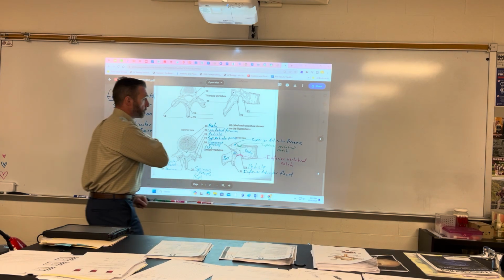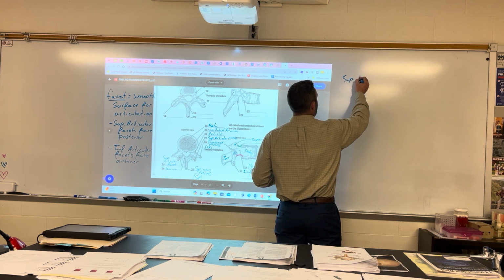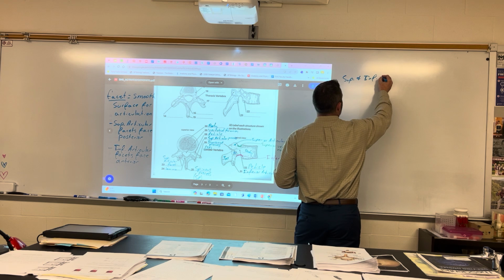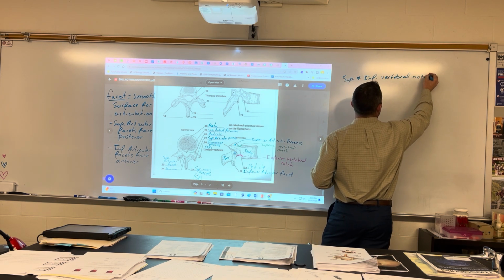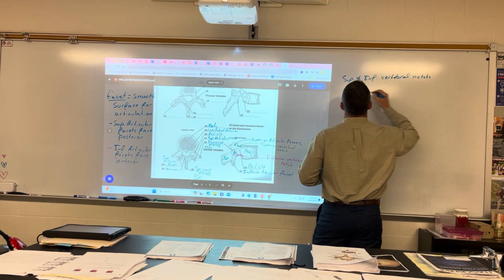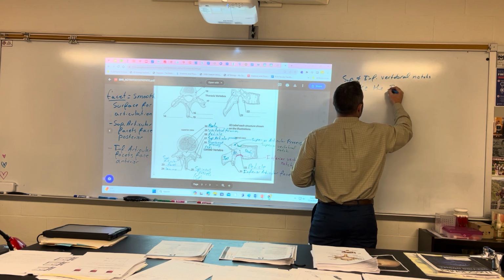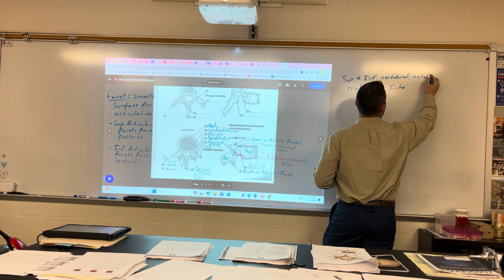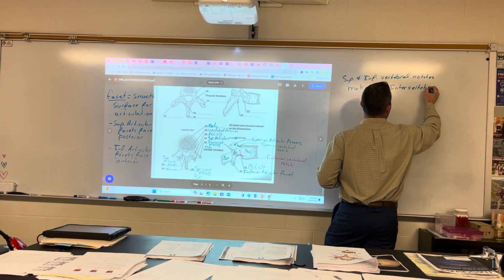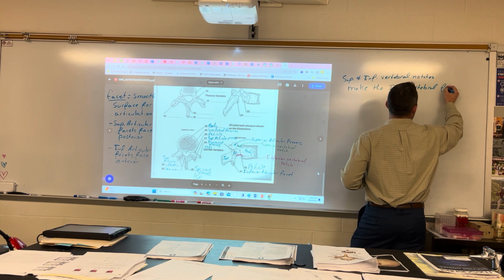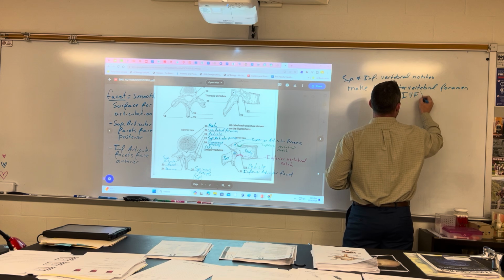So we'll put in our notes that superior and inferior vertebral notches make the intervertebral foramen. This is also called the IVF.